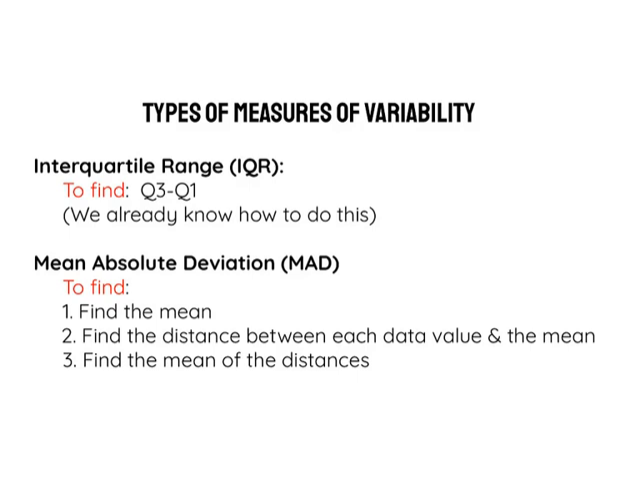So the first is going to be interquartile range, and we already learned how to do that when we were talking about the 5-number summary. We take the Q3 value minus the Q1 value. But there's also another calculation of variability, which is the mean absolute deviation, also known as the MAD. To find it, we're going to find the mean of the data set, find the distance between each data value and the mean, and find the mean of those distances. So let's go ahead and take a look at what this looks like.